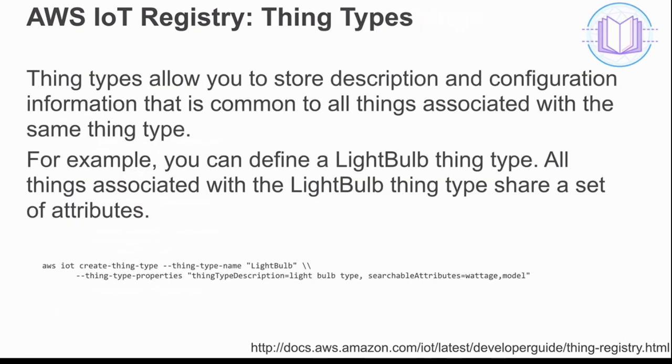You can also define thing types. These allow you to store description and configuration information that is common to all things associated with a thing type. So this is schema templating essentially, where you're going to define, for example here, a light bulb thing type. All things associated with the light bulb thing type will share a set of attributes. They'll all share a description, and they'll all have certain searchable attributes set. In this example that you can see here, the wattage and the model would become searchable attributes. For more on the thing registry, visit the URL once again that you can see on the bottom right of this slide.